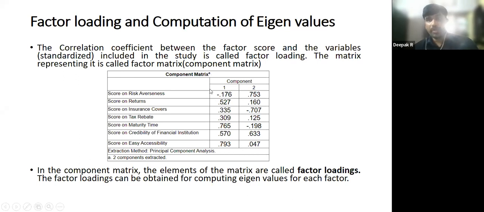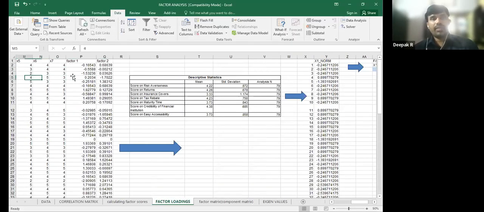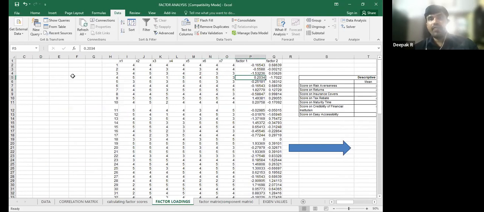So we get a table in this way in the output, which is always referred to as a component matrix. How did we arrive at this minus 1.176? We calculated the correlation coefficient between the factor scores and the standardized values. If I look at the various respondents, we know how we got these values 0.16, 0.68, and similarly all the other values.